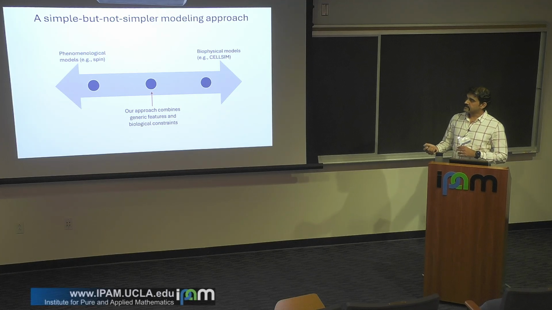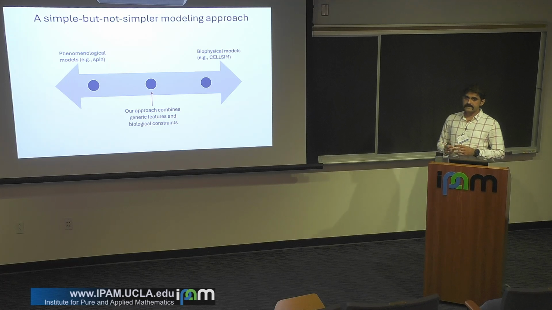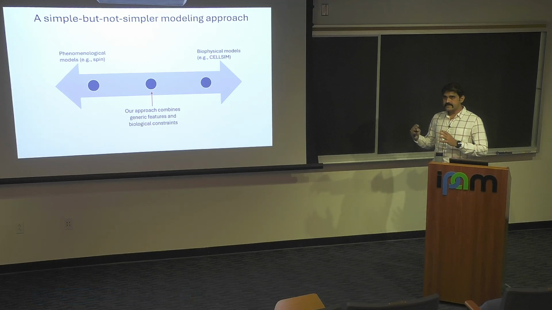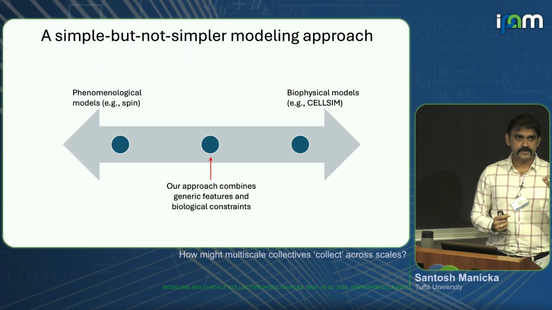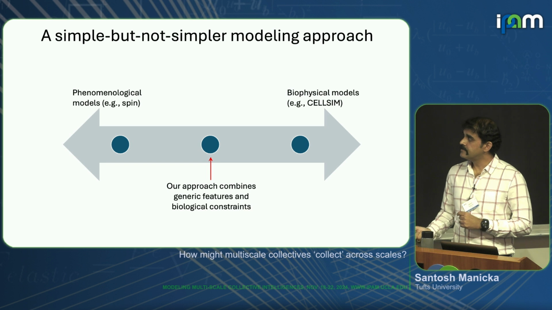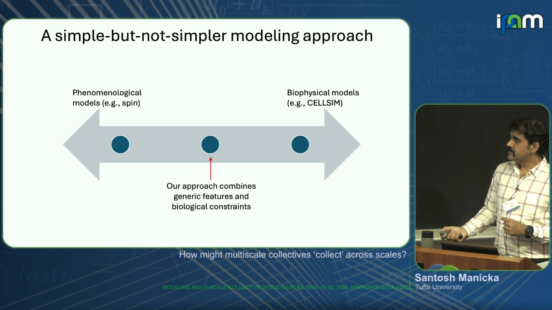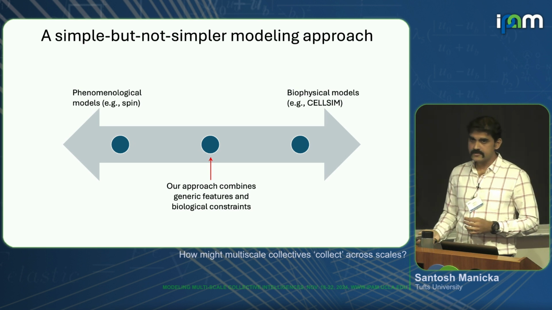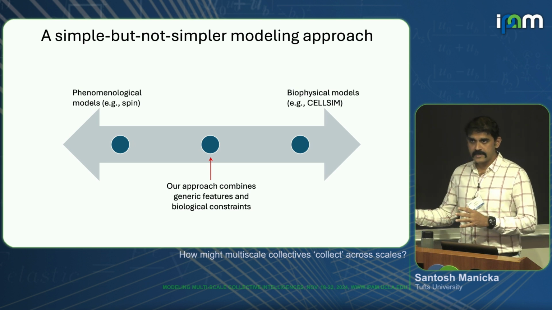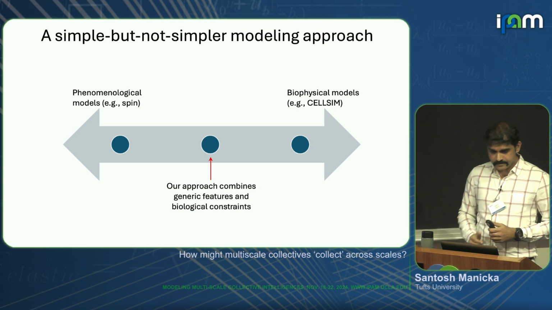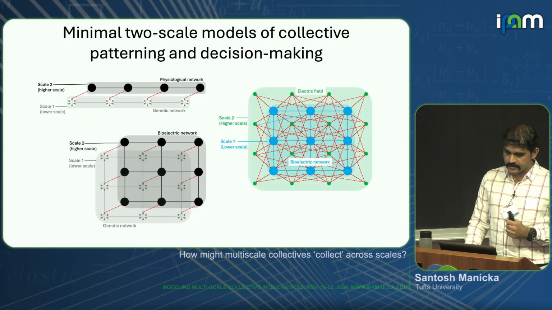If you think about models as falling on a spectrum, on one end we have phenomenological models, like the spin models or V-shaped models that we saw before. On the other end, we have highly detailed biophysical models that take into account each and every little factor, the genetic factors, transcription factors, and everything. Our approach tries to combine some of the generic features of the phenomenological approach and also incorporate some biological constraints that we find in biological systems. So it's a kind of hybrid modeling approach.